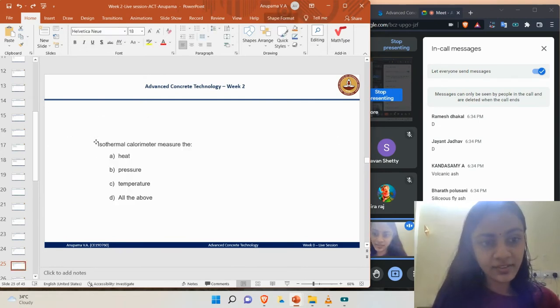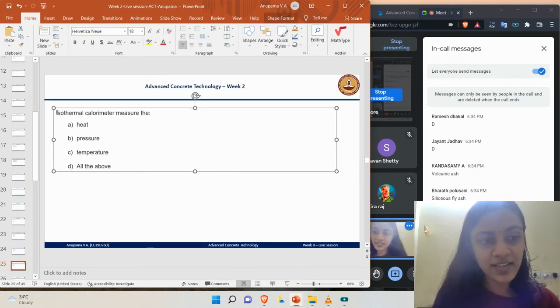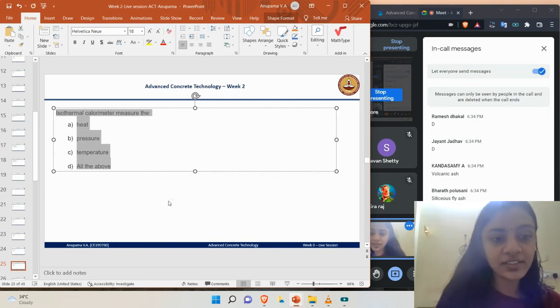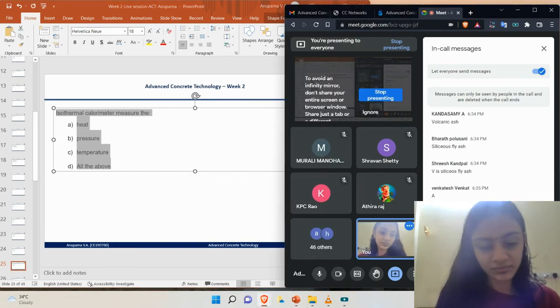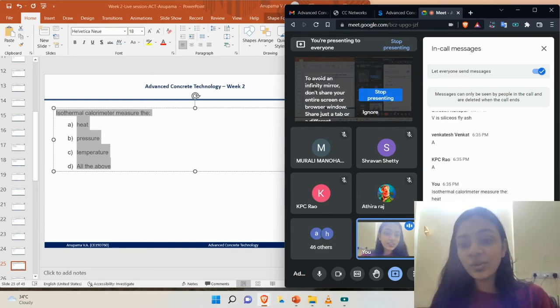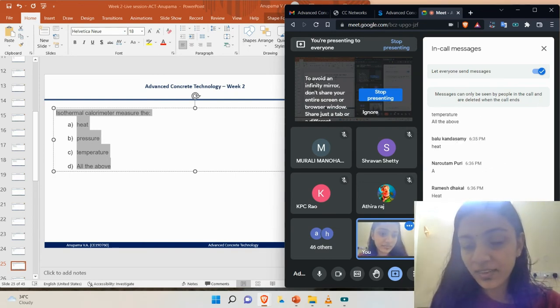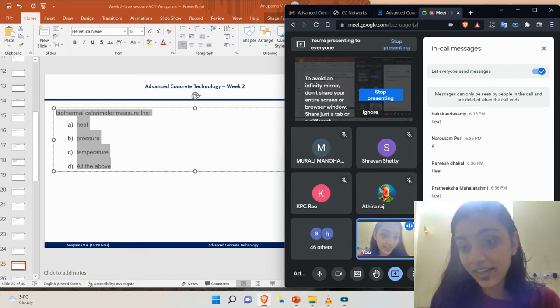Isothermal calorimeter measures dash: heat, pressure, temperature, all of the above. So, isothermal calorimeter. The name itself suggests what it is, isothermal.